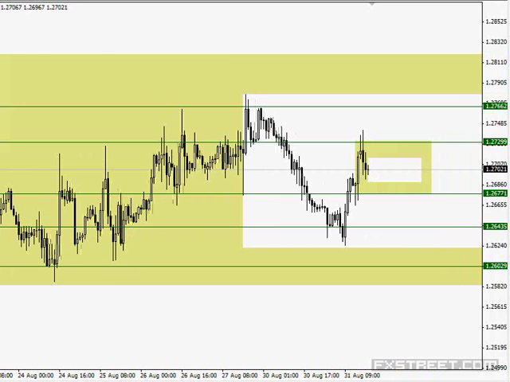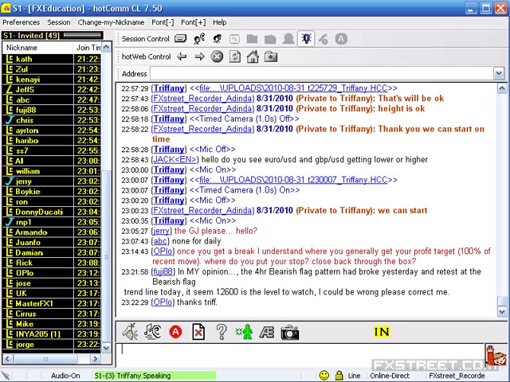Fuji says, in my opinion, the 4-hour bearish flag pattern, it broke yesterday and retested the bearish flag trend line today. It seems that 1.2600 is the level to watch. I could be wrong. Please correct me. I'm very bearish as well.